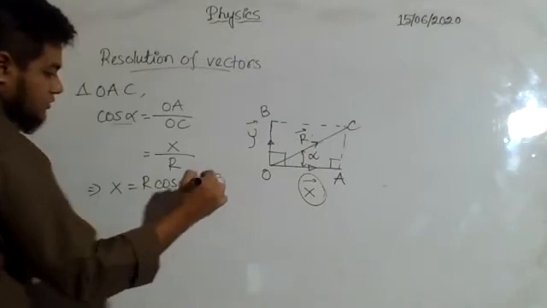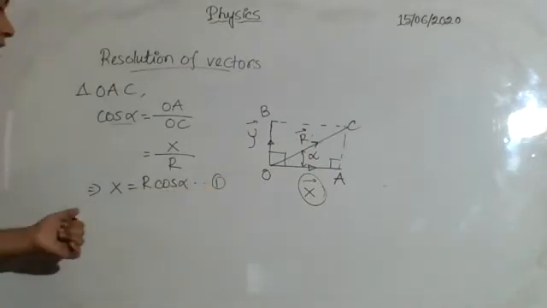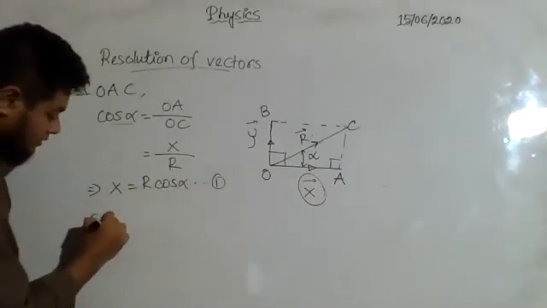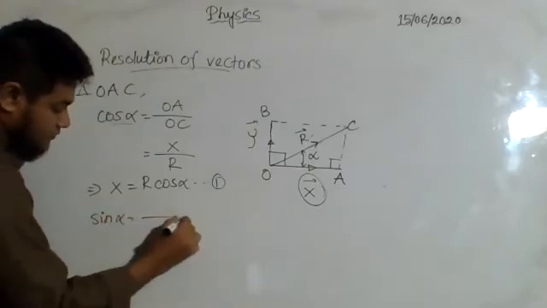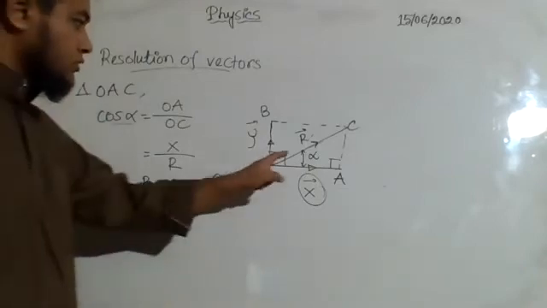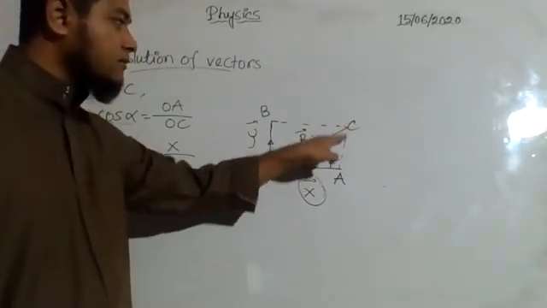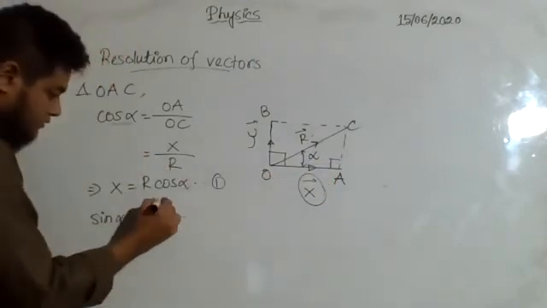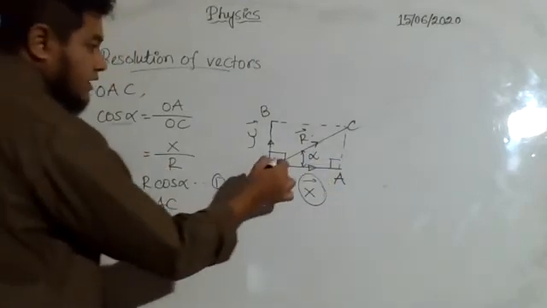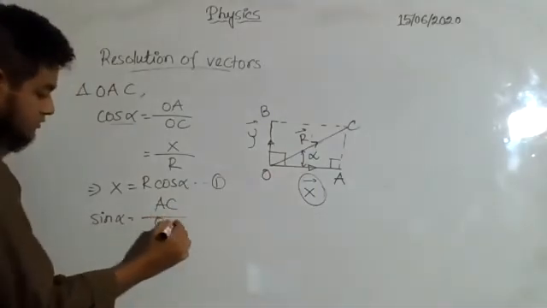This is equation 1. Then if I apply sine alpha, what am I going to get? Sine alpha is equal to opposite by hypotenuse. So this is alpha, the opposite side of this is AC, and the hypotenuse, we know, is OC.